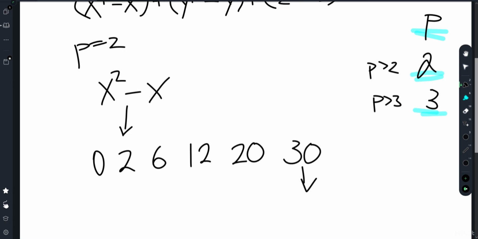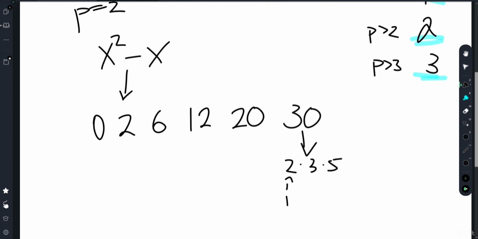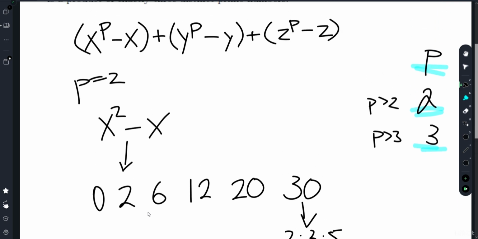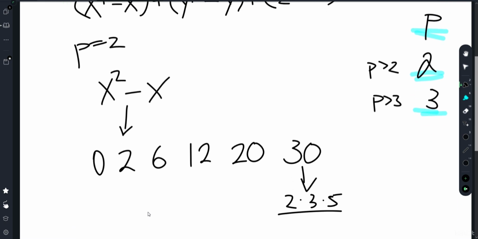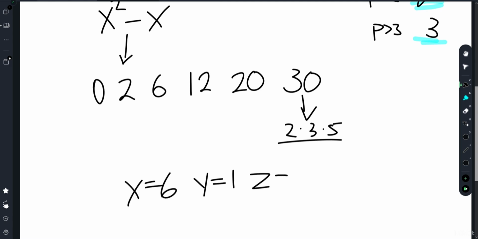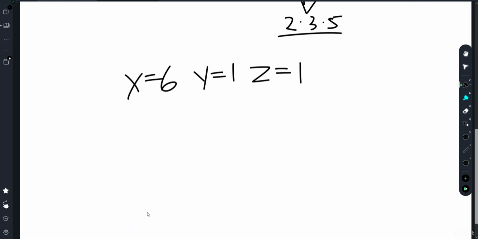That is the product of 3 distinct primes. There's 2 times 3 times 5. And so this is p in this case. But anyway, so 2 times 3 times 5, right? And so now this value can be achieved through 30, 0, and 0, obviously. So we can just set x as 6, y as 1, z as 1. And what does our expression yield? It yields 30.